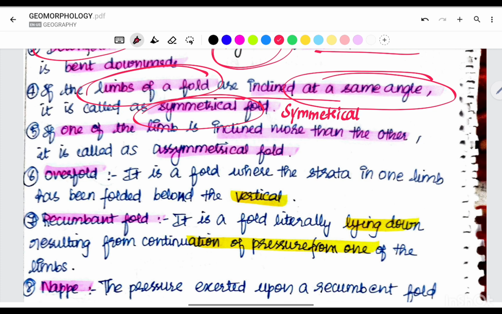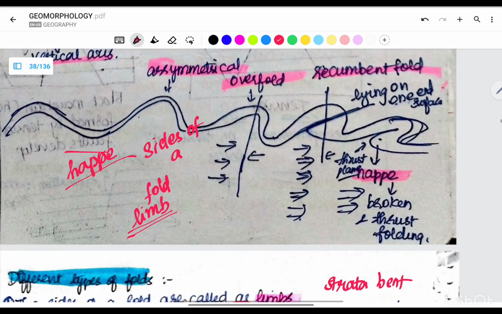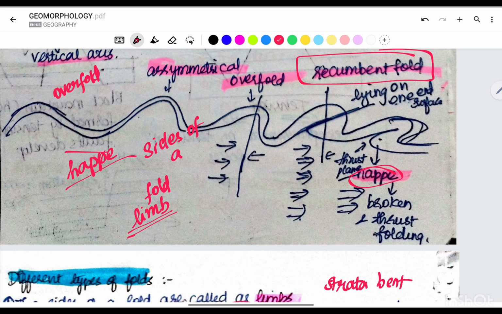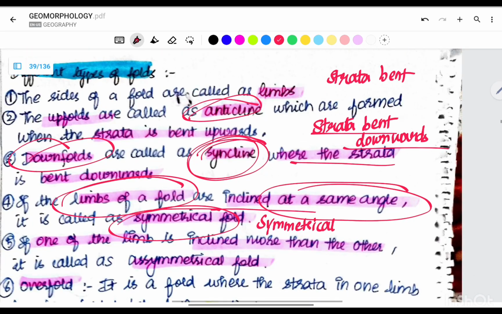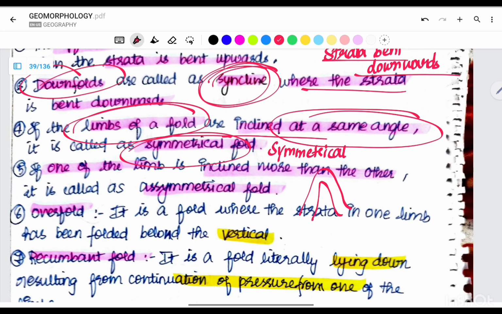We have symmetrical, asymmetrical, overfold, then we have recumbent fold and nappe. When a fold is folded too much, we say it is the overfold. After the overfold we have the recumbent fold, and then we have the nappe. Now in the fold we have the limbs, and the limbs are inclined at the same angle.